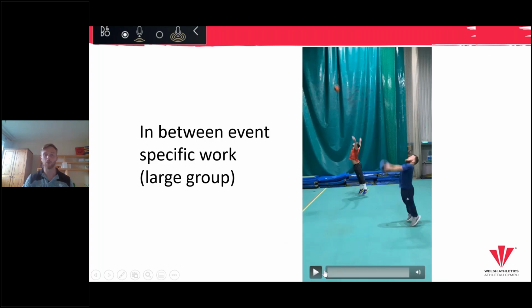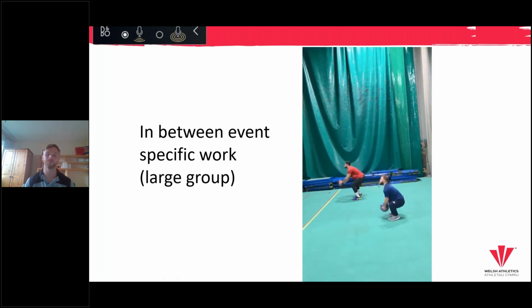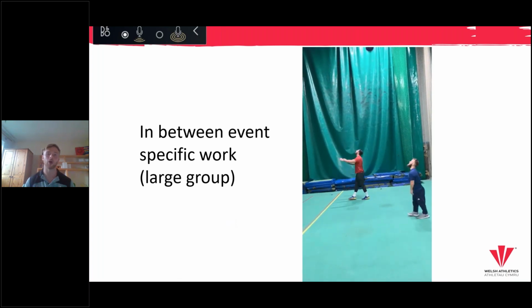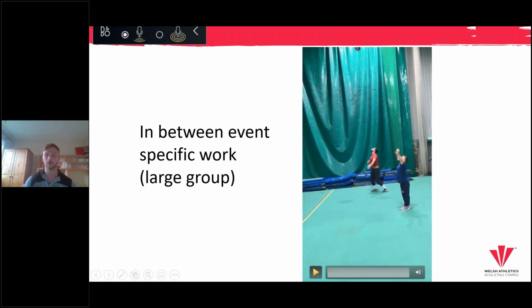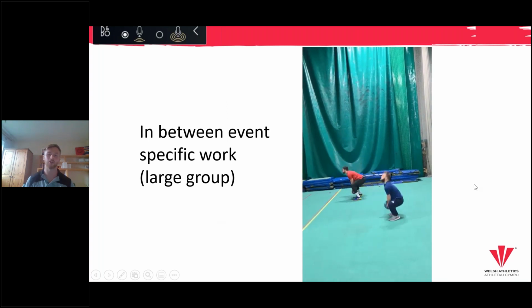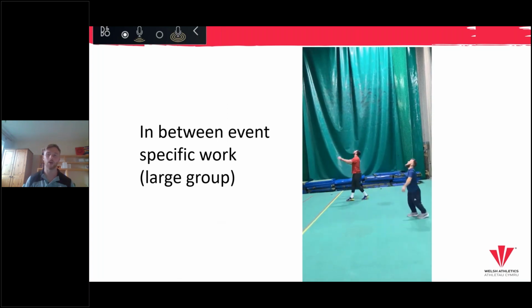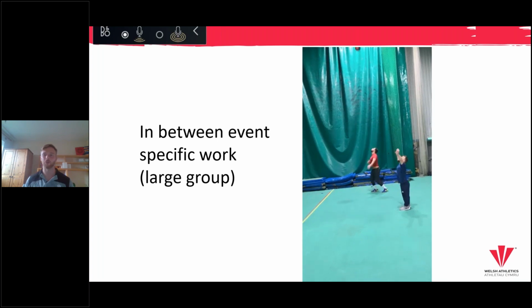So then, for example, maybe in between event specific work, if I've got a large group of athletes, this might be the type of exercise I can use. Again, not using a whole lot of sets and reps because I don't want to cause too much fatigue. And it's quite a simple one. It doesn't require a lot of setup. It doesn't require a lot of space. It's not going to confuse the athlete, as opposed to using a very technical exercise in this period.